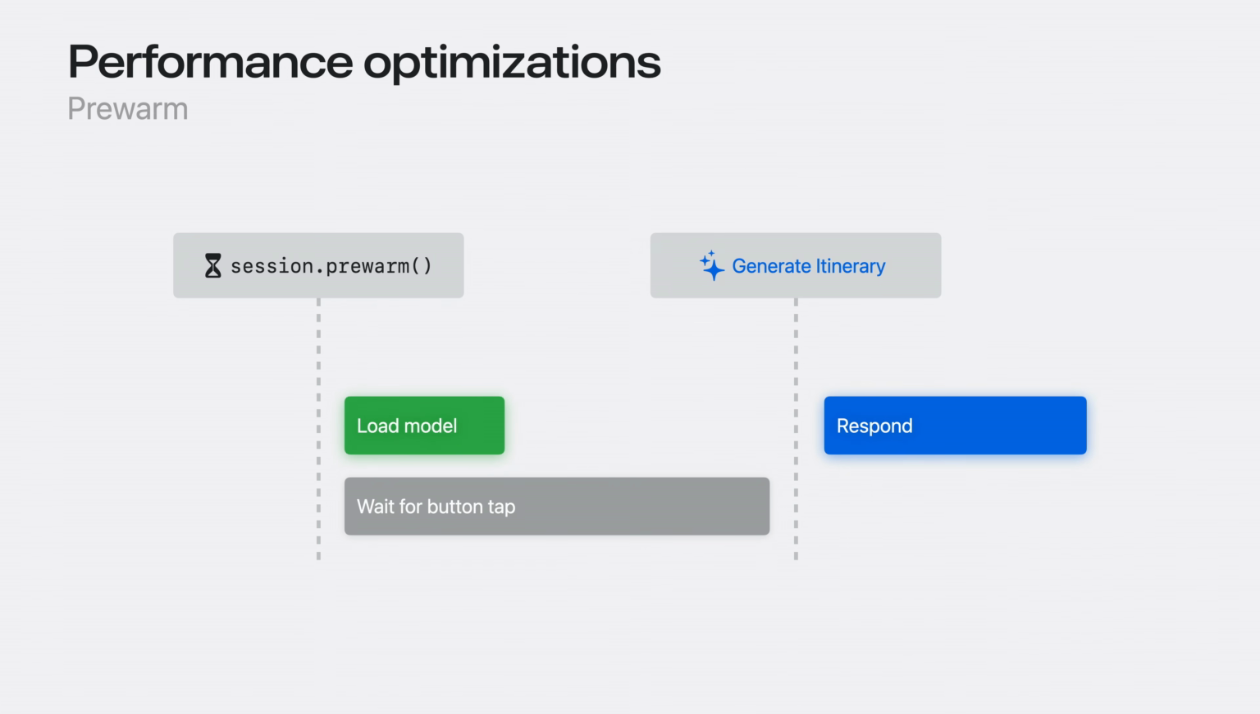A good example of when to pre-warm is just after a user starts typing in a text field that will result in a prompt. In our app, when the user taps on a landmark, it's pretty likely that they'll make a request soon. We can pre-warm before they press the Generate Itinerary button to proactively load the model. By the time they finish reading the description, our model will be ready to go. The second optimization can be added at request time.